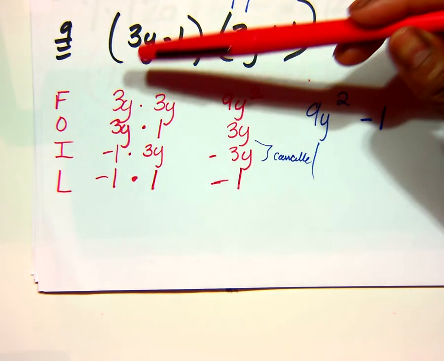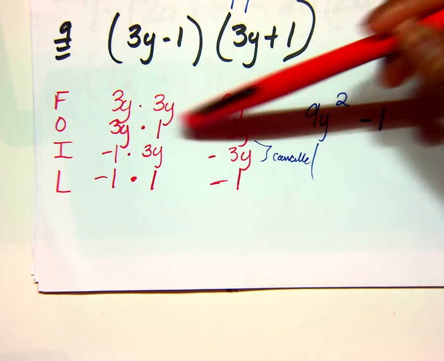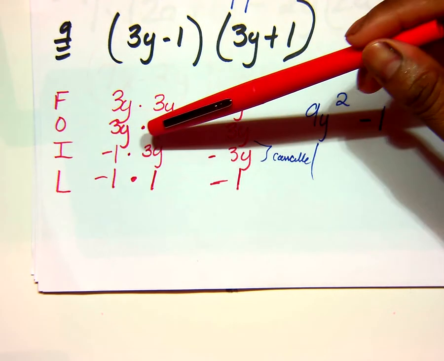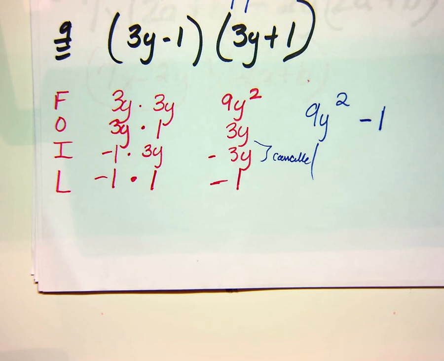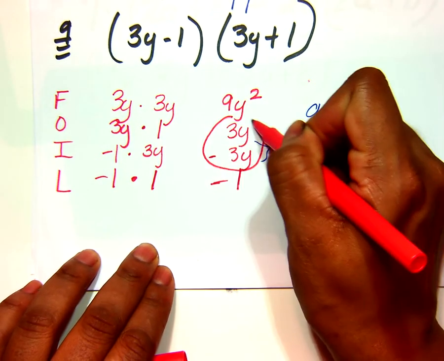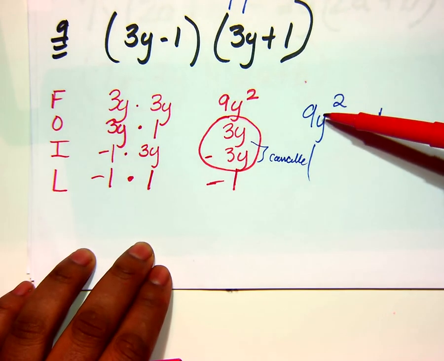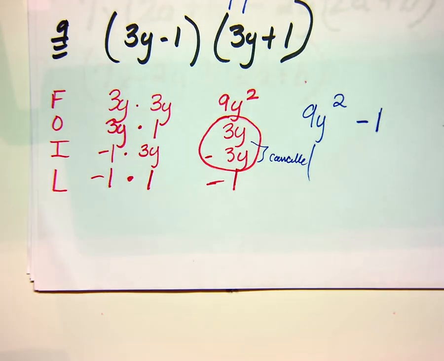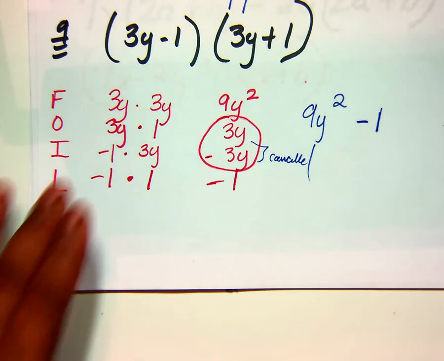Again, we're using the FOIL method. So 3 times 3 gives you 9. Notice how we added our exponents right here. 3y times 1 gave you the 3y. Negative 1 times 3y gave you negative 3y. Then negative 1 times positive 1 gave you negative 1. When you're combining your like terms, these cancel out. Therefore, your final answer is going to be 9y squared minus 1. I'm trying to find out a special word for it, but it's dealing with your differences because you're dealing with two different ones. So I'm going to say it's a special product because they're opposite signs.